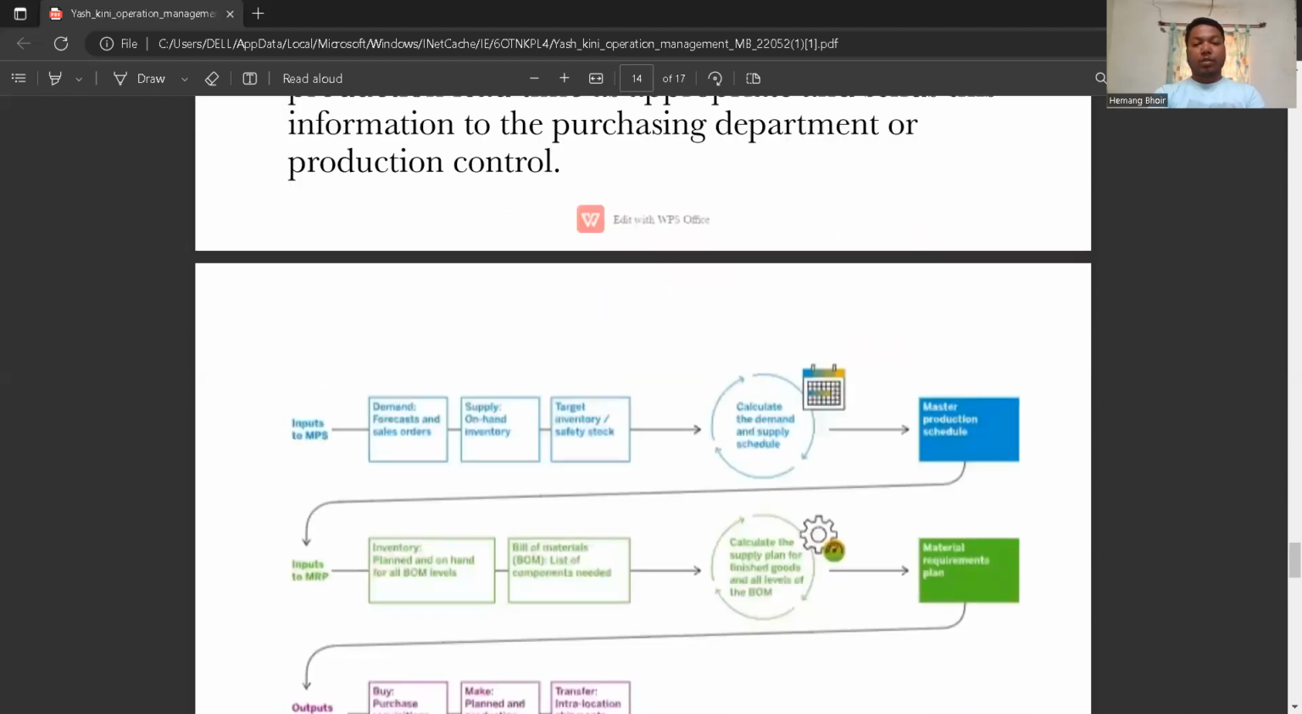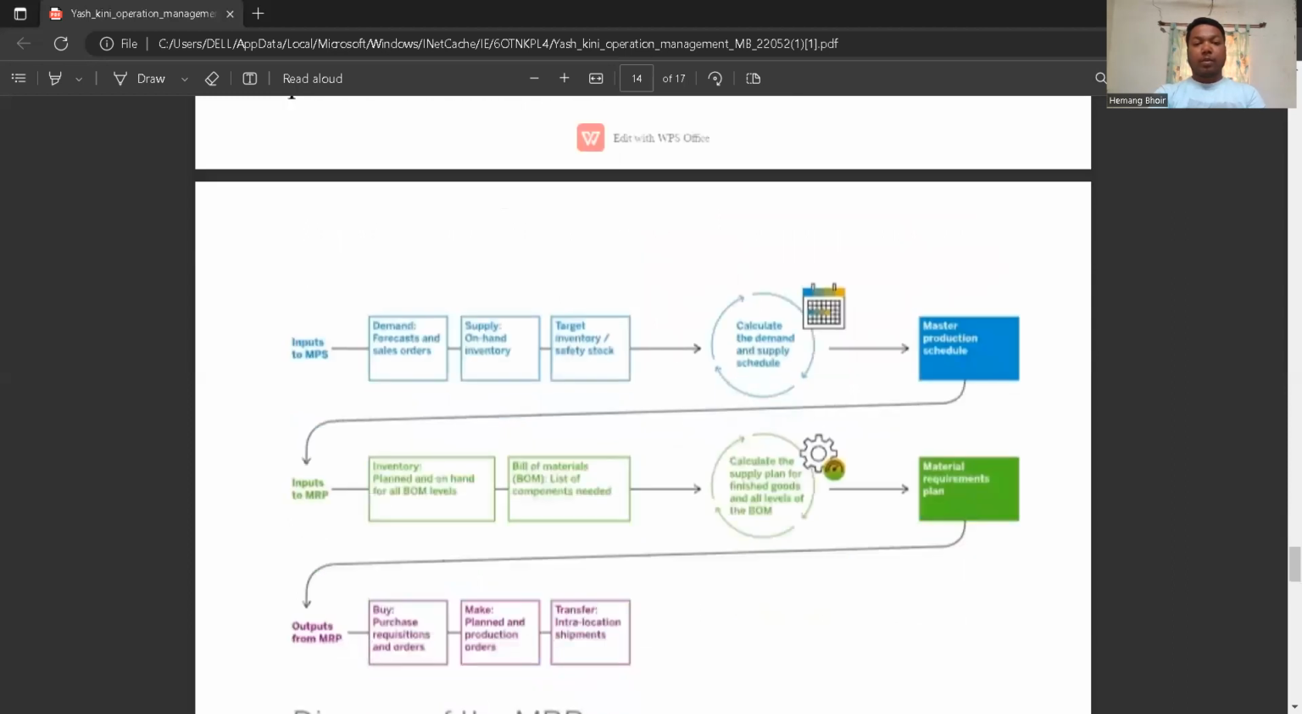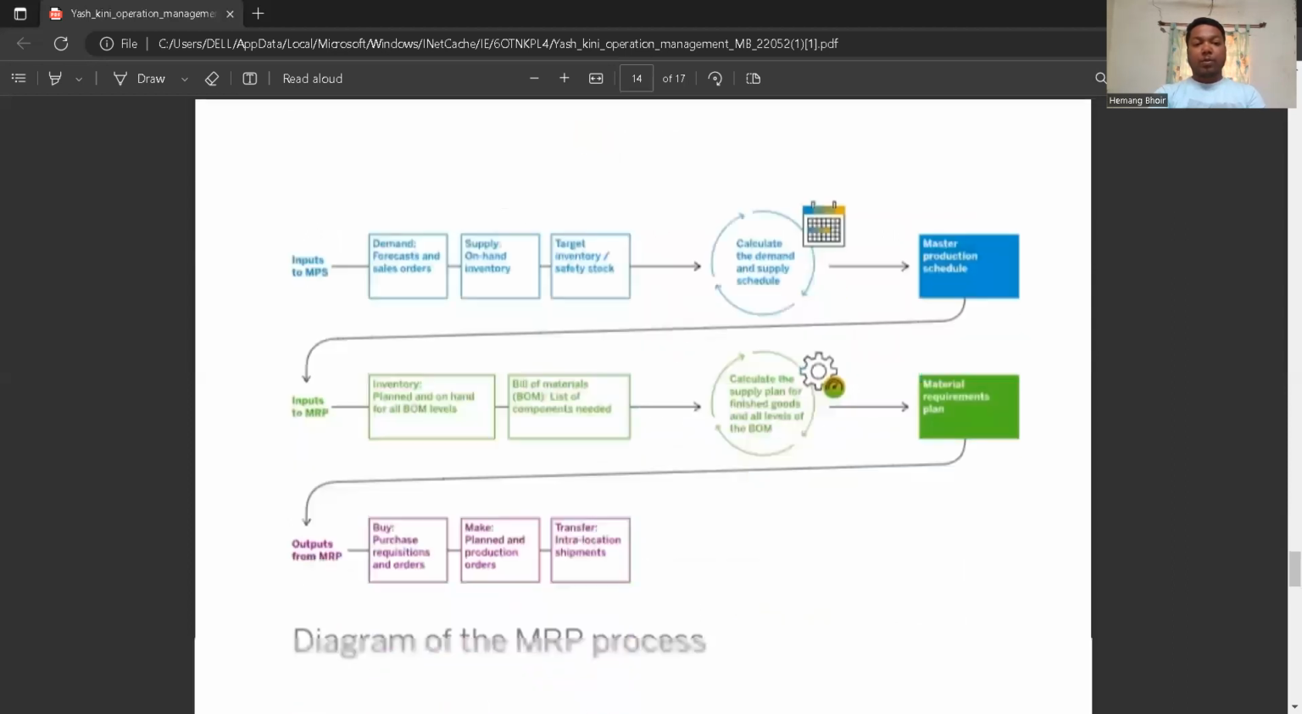So this shows how the MRP works. The inputs to the MPS are demand, forecasted and from sales orders, and supply, on-hand inventory and targets. Let's go through the calculated demand and supply schedule. It is calculated here, and after that comes the master production schedule. The production schedule feeds the MRP inputs, inventory planning, and BOM levels.